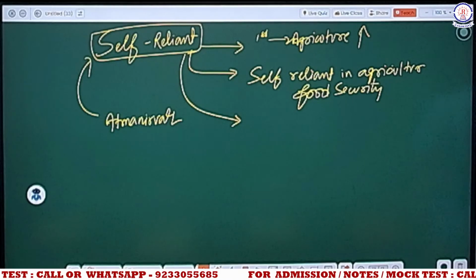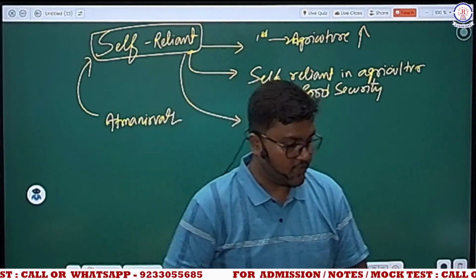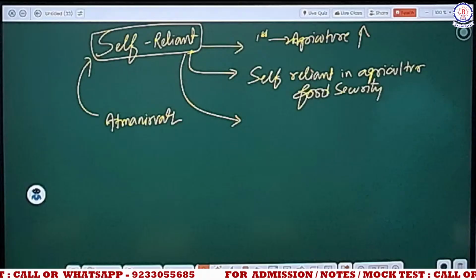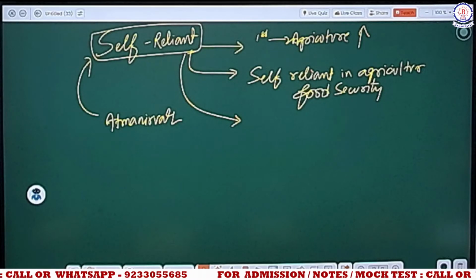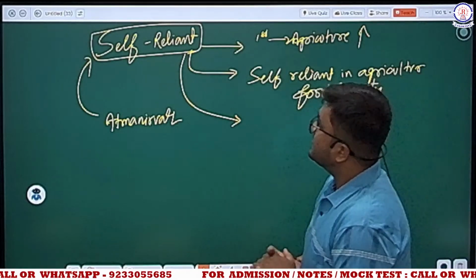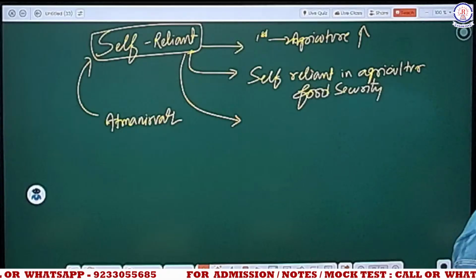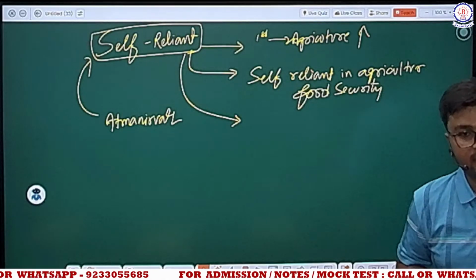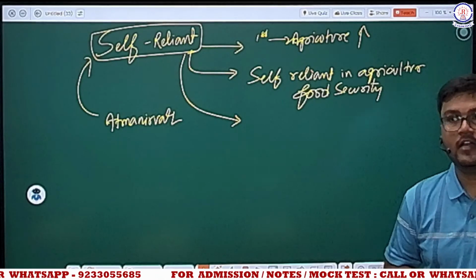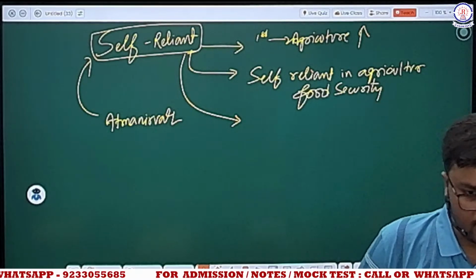Okay, sorry for the slight technical disruption. So where was I? Self-reliance. In the first 5-year plan, agriculture was given prominence mainly to make India self-reliant in agriculture. Our food security was the issue back then, so it was addressed by the first 5-year plan.